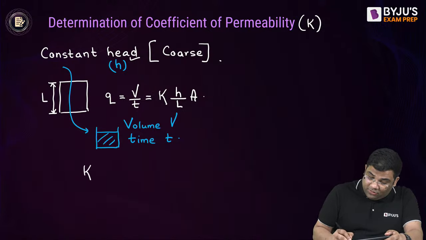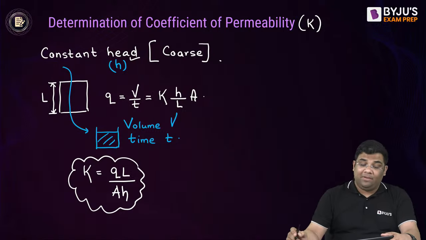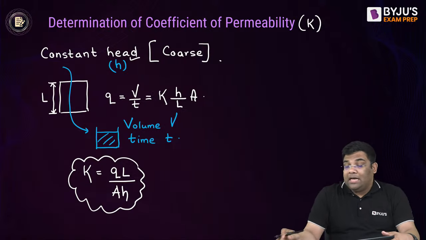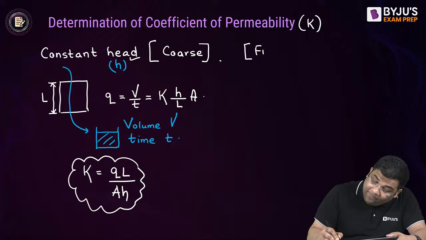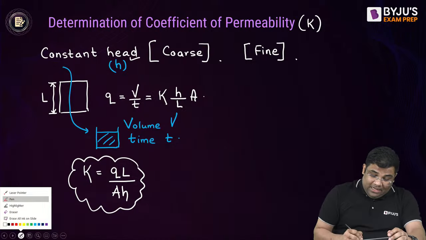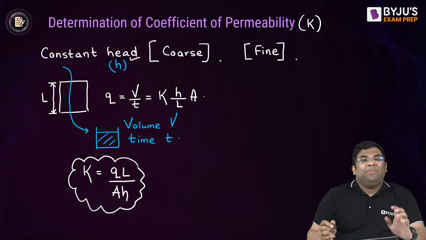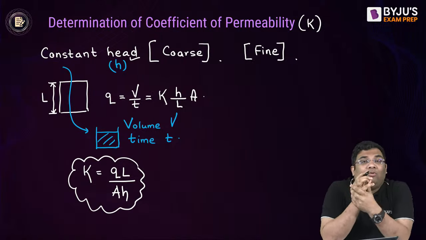So from here, your K will be QL by AH. So this way we can find out the coefficient of permeability for coarse grained soil. Now what happens for fine grained soil? The volume collected in time T will be very less. The discharge will be very less. So we adopt another method known as the falling head test.